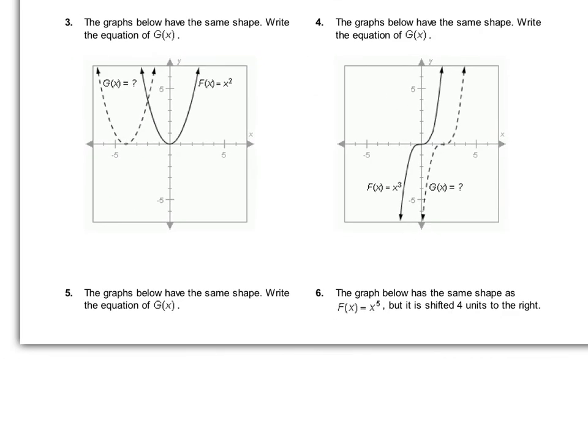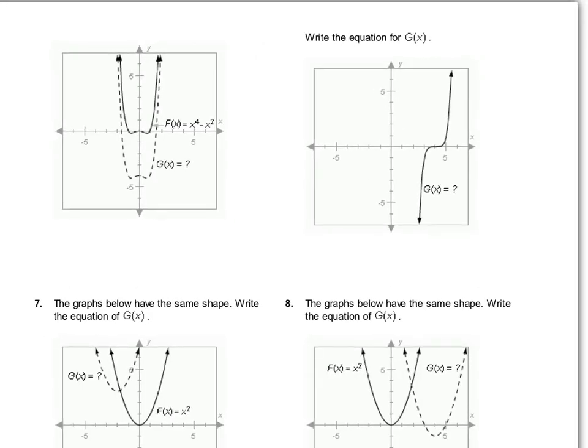So number 5 is going to be the same problem. This time my function was x to the fourth minus x squared. That's what this black function is. And then the dotted line is going to give us g of x. Well, g of x, it looks like, was moved down 1, 2, 3, 4. So that means I need to subtract 4 from the end. So I'm going to have g of x equals, it's still going to have all the same pieces that f of x had, but it's going to have a minus 4 on the end.